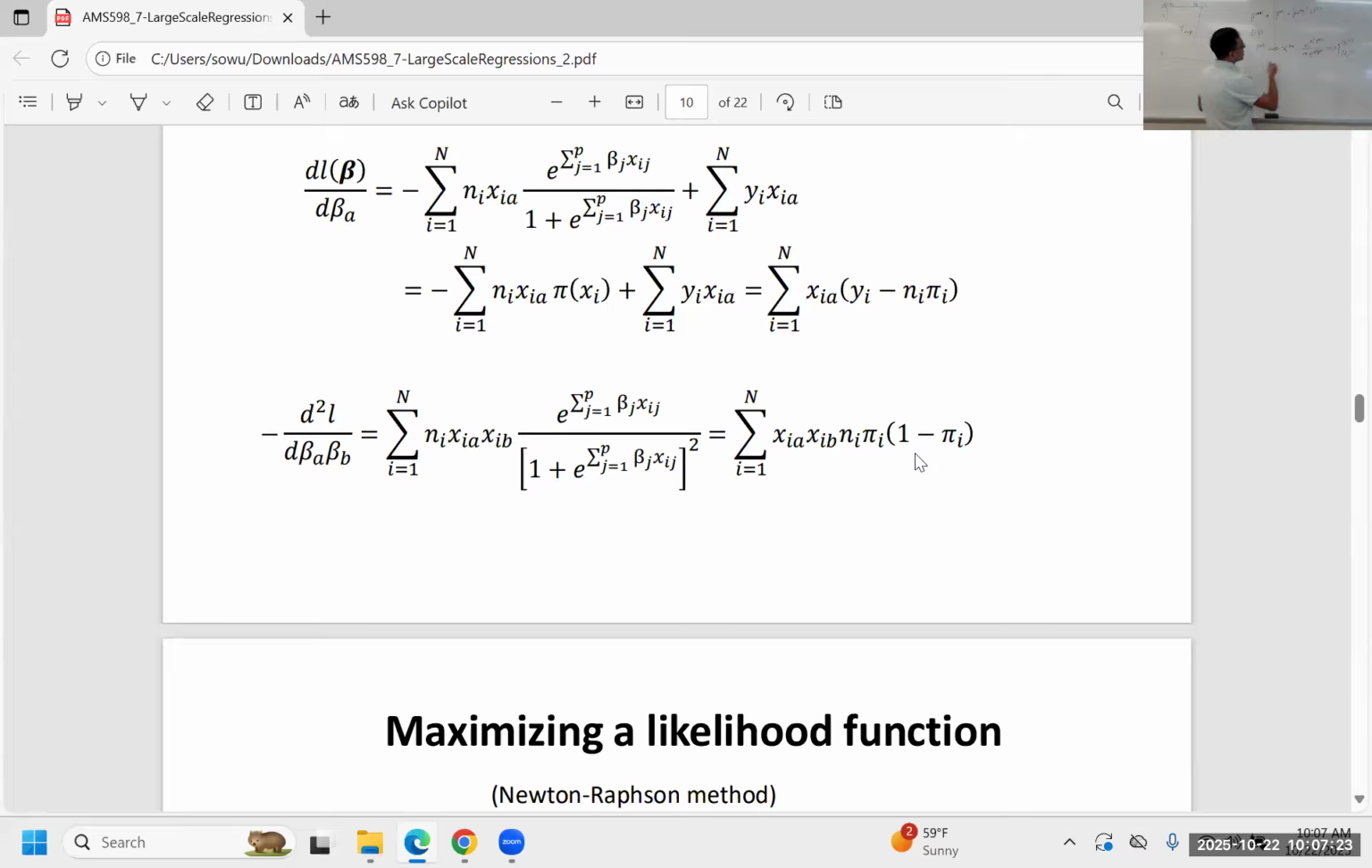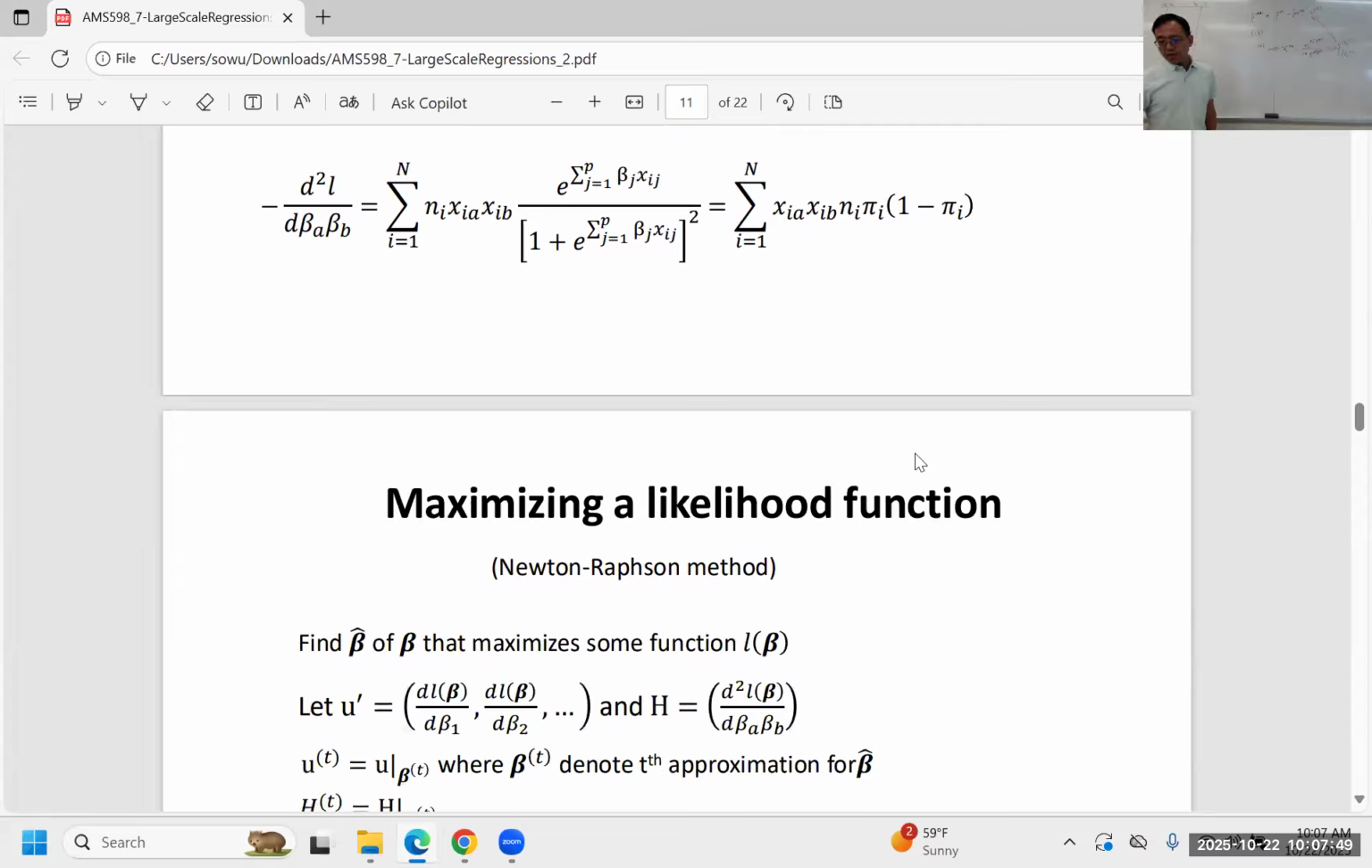So if you know beta_t, you know these components. Once you have these components, you can just plug them back in here, and then you can update your beta_t. Once you know the new beta, then you know pi_i^(t+1) and u^(t+1), and this is a cycle. This whole cycle you can iteratively proceed with.